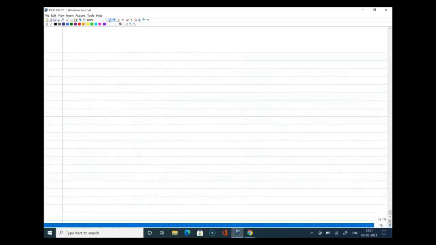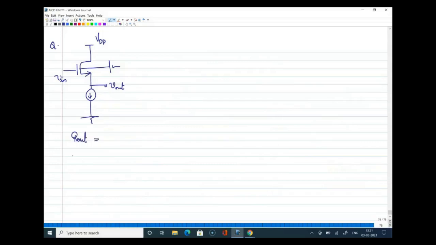Now if this is clear, let me give you one question. This one. Usually we start with ideal current source, but now I'm just giving this as the last one. This is VDD. The question is, what is the output resistance of this and voltage gain? So what will be voltage gain?